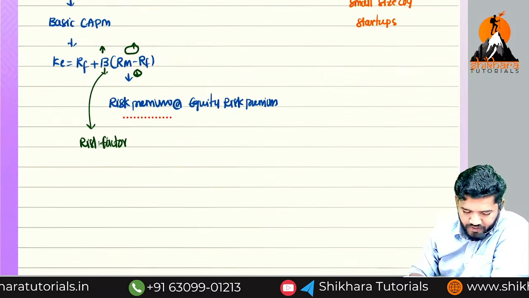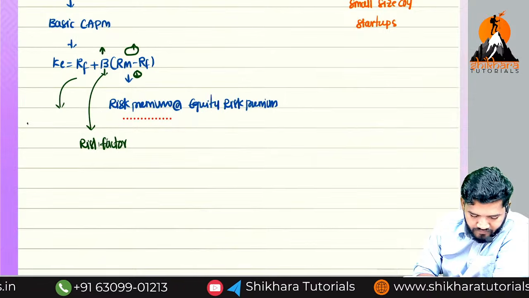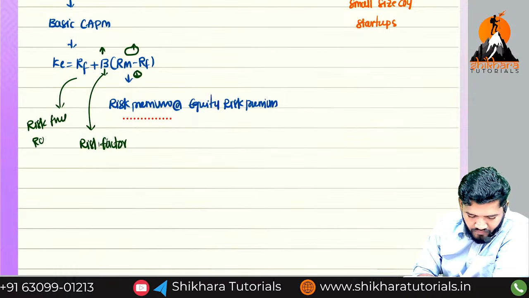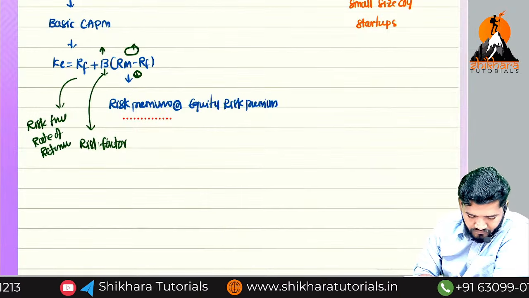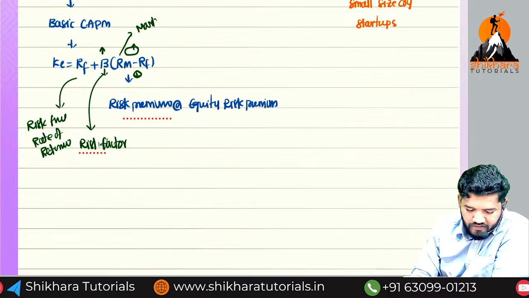These are the things we learned. RF, you already know. What is the RF? Risk-free rate of return. RM represents what? Market risk.